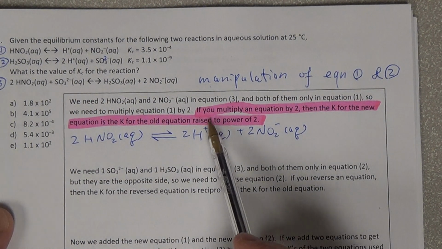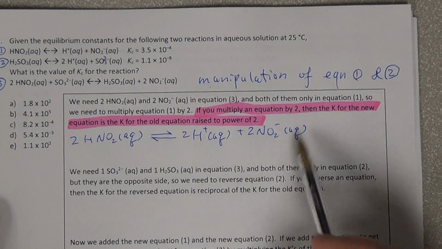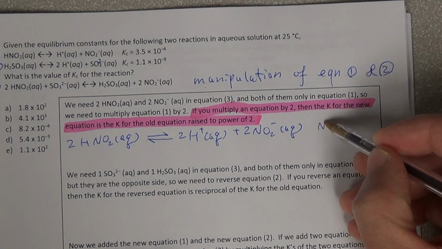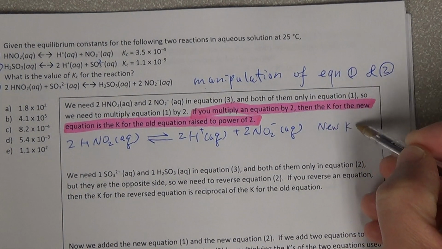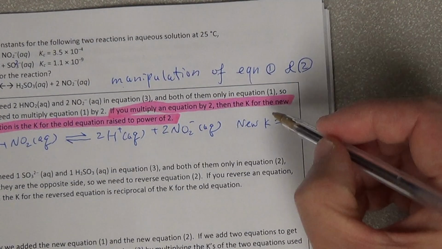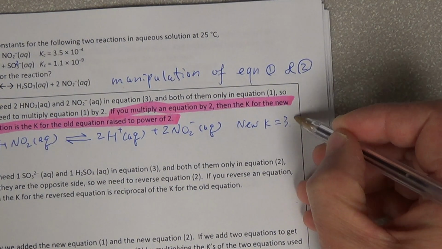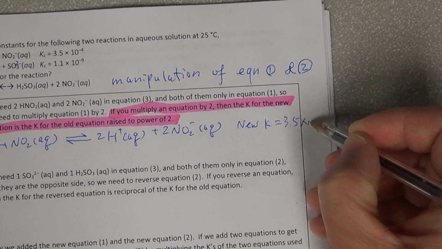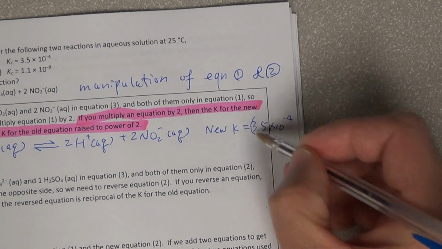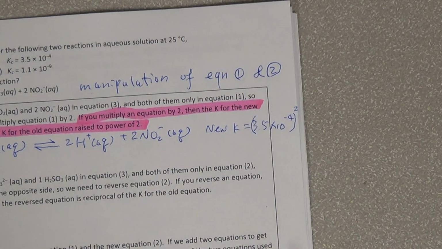So then this, what I highlighted here, if you multiply the equation by 2, then this new K will equal the old K raised to the power of 2. So this old K is 3.5 times 10 to the negative 4. Okay? And so therefore, you will take this together and square that, or raise to the power of 2.